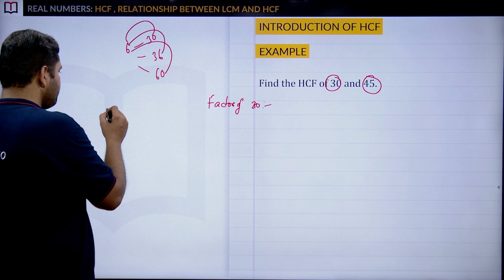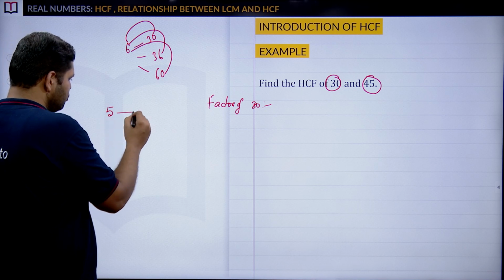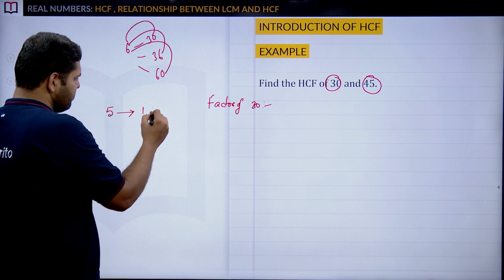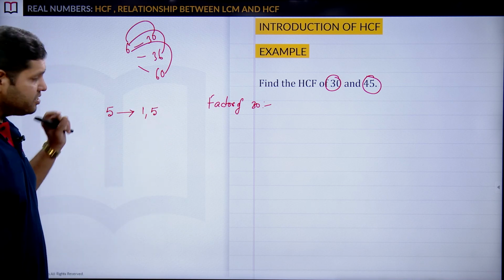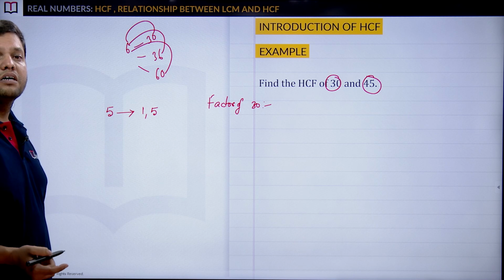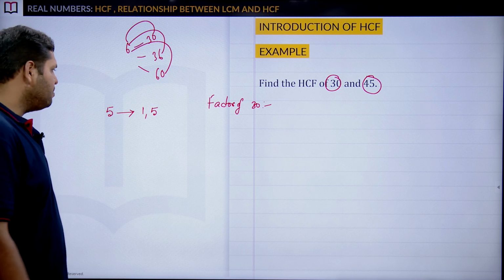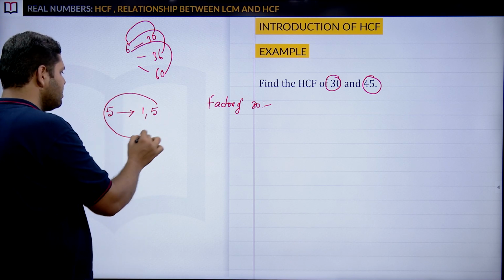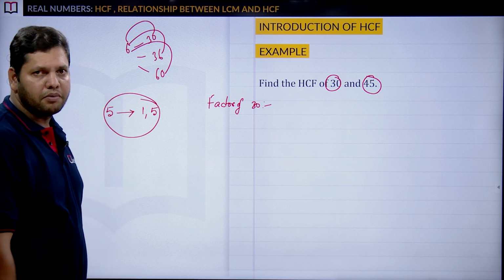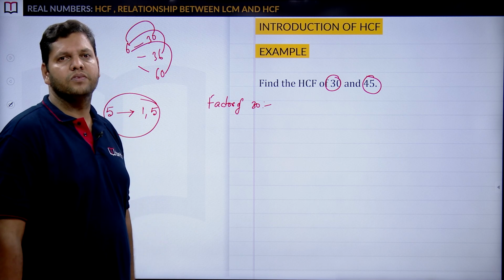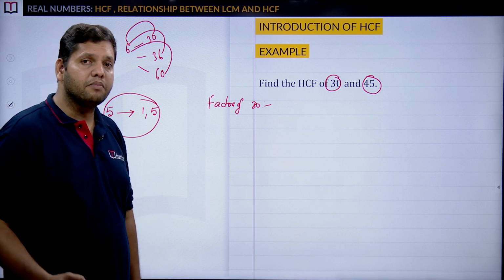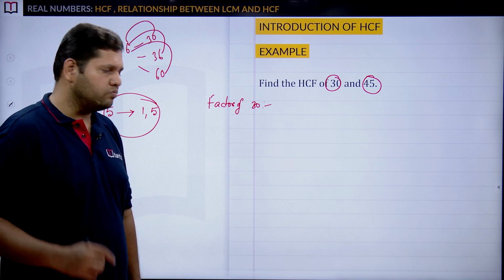Like I am taking the prime number 5. So what are the factors of 5? We can write 1 and we can write 5. You can write only 2 because 5 is a prime number. So a prime number has exactly 2 factors. That is the definition of a prime number. Now, this 30 is not a prime number. 30 is a composite number. So, you can write more than 2, isn't it?